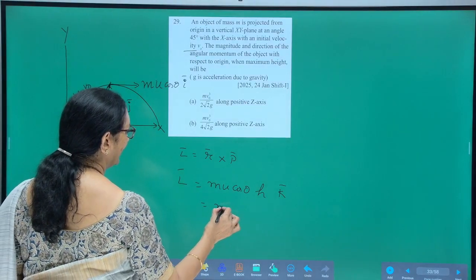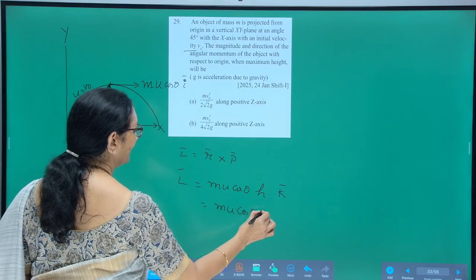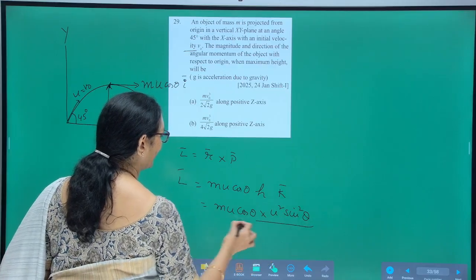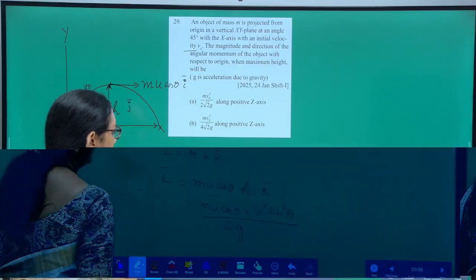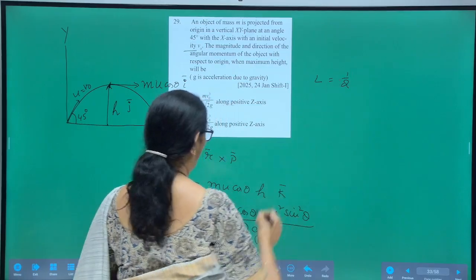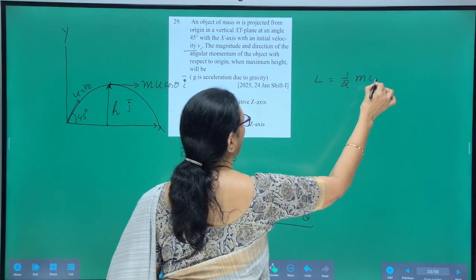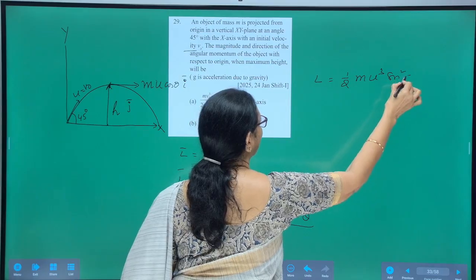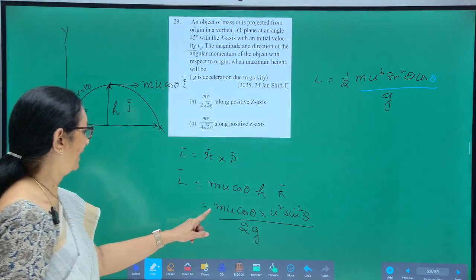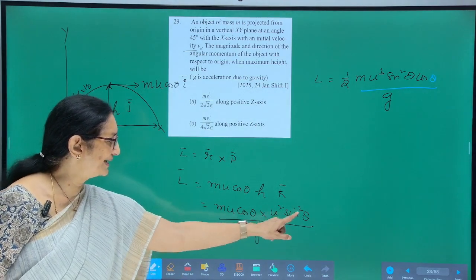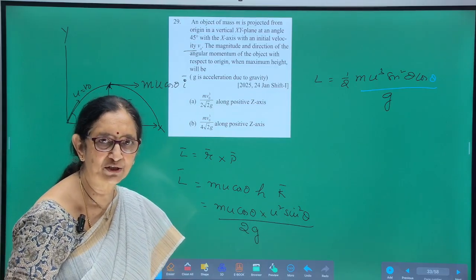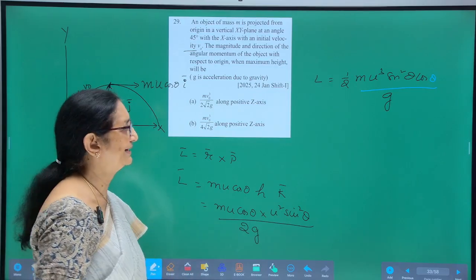So, this is mu cos theta. The maximum height reached by a projectile is u square sin square theta by 2g. From this expression, you can see angular momentum is half m u cube sin square theta cos theta by g. That is the angular momentum expression for a projectile at the highest point.